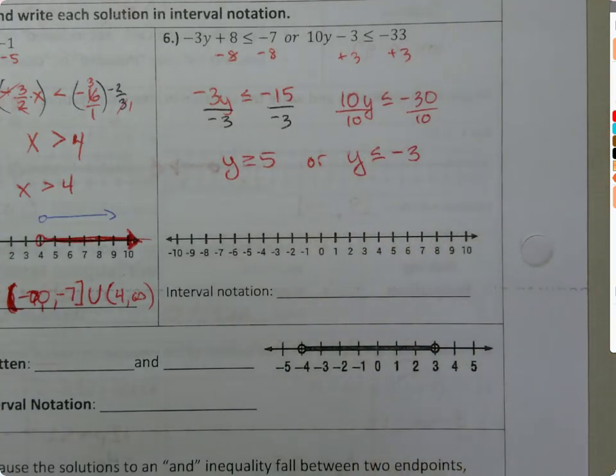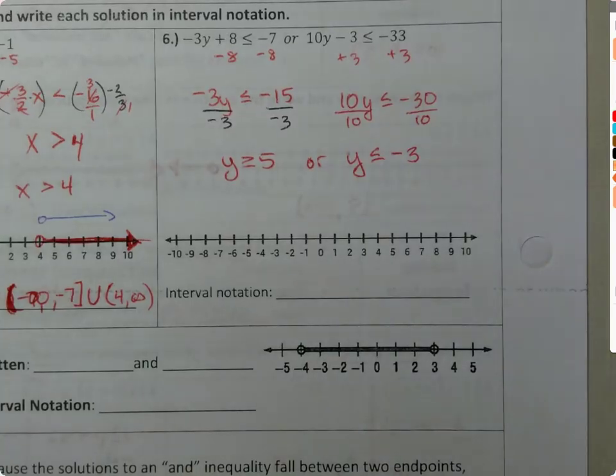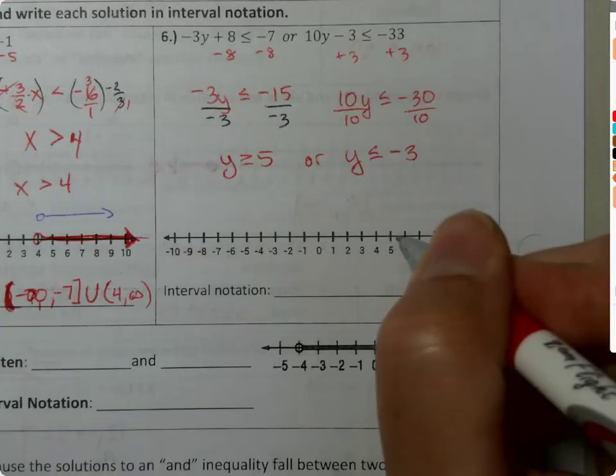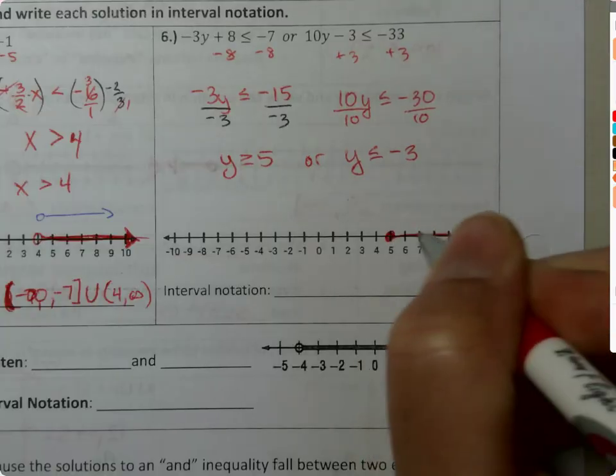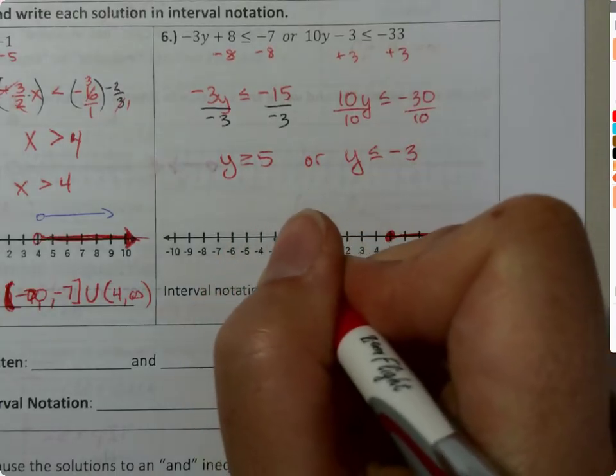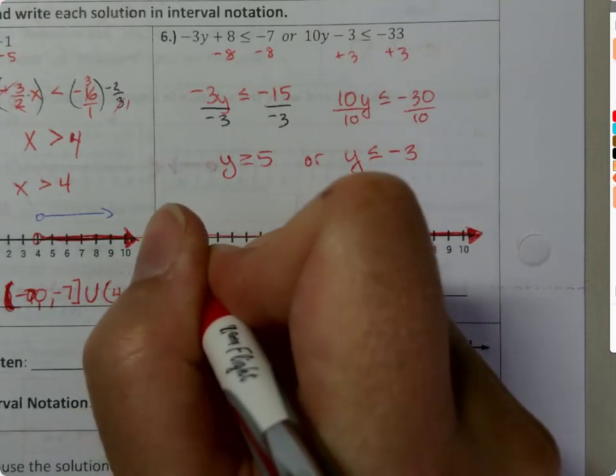Take a second and graph that. Remember, open or closed circles. So here, y is greater than or equal to 5 would start here and go up. So it's not going to be a special case. They're going to go in two different directions. Y is less than or equal to -3, closed circle, and it's going to shade going down.